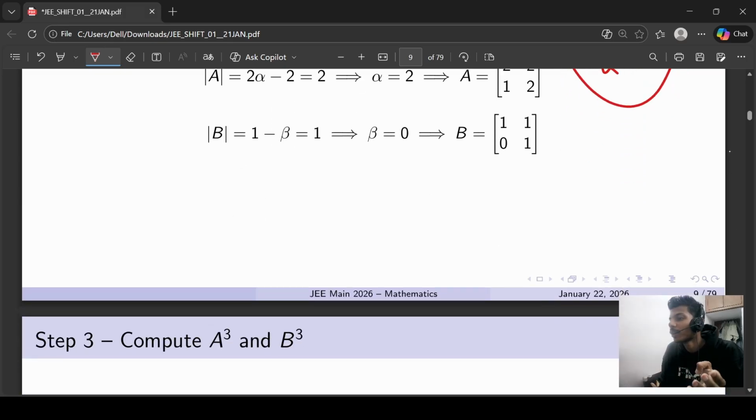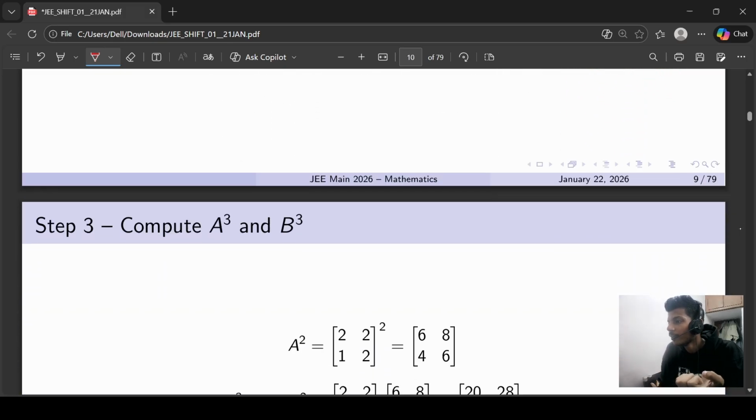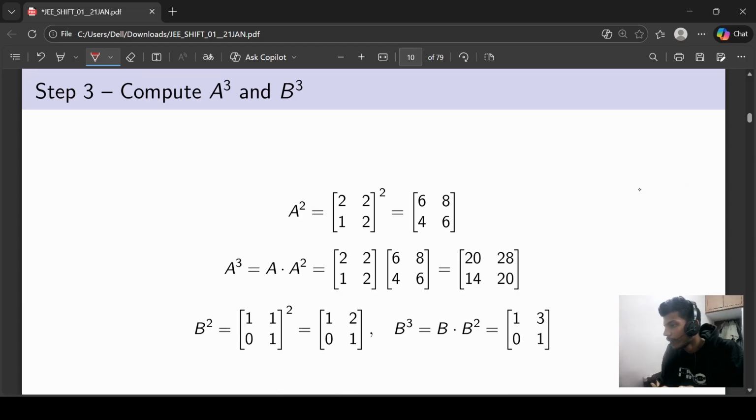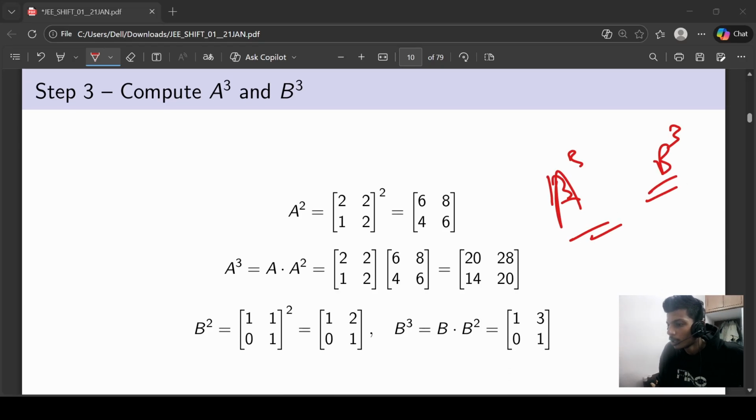What we can do now is simply solve for A cube and B cube. We have the complete matrix of A, we have the complete matrix of B. I can simply multiply them and find A cube and B cube. Okay, we have one more entry with us.